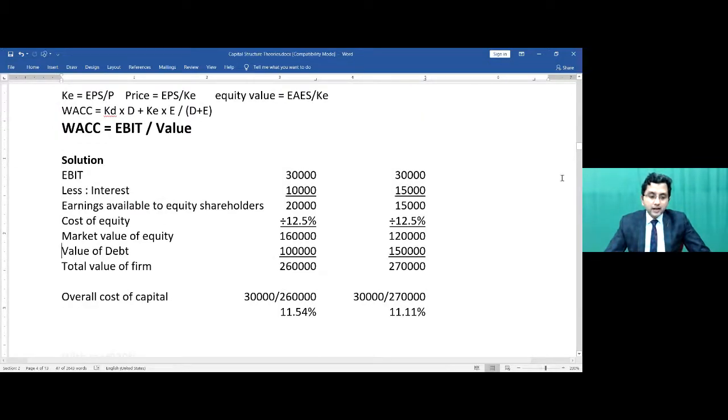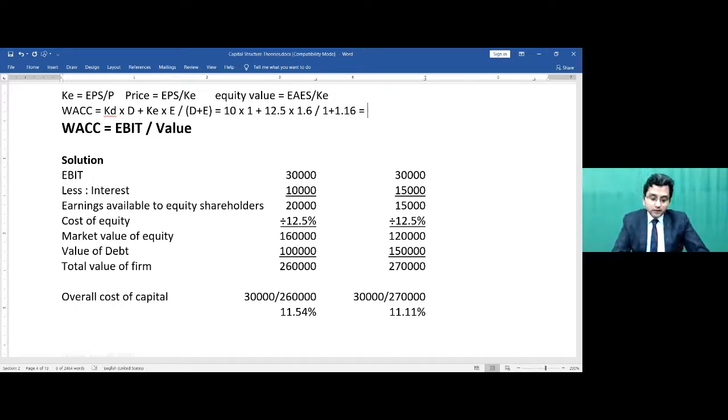You can actually cross-check this calculation by your regular formula also. Like here, if I calculate the weighted average cost of capital, cost of debt I'll put equal to 10%, and the amount of debt is 1 lakh. So instead of typing all zeros, I'll type 1 only. And cost of equity is 12.5%. And value of equity is 1.6 lakhs. This should be divided by 1 plus 1.6.